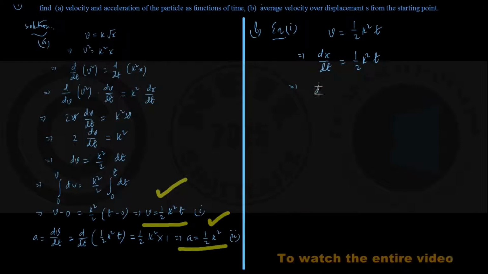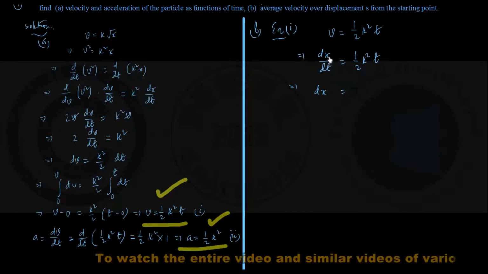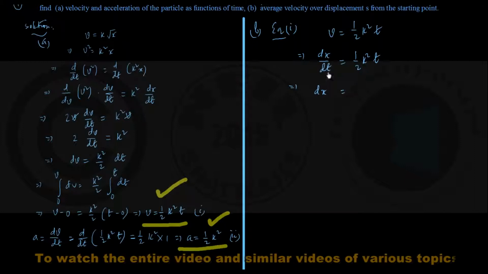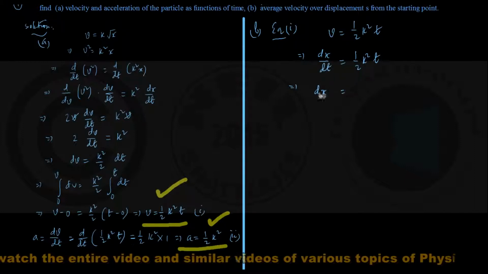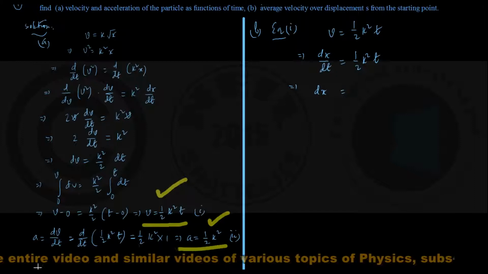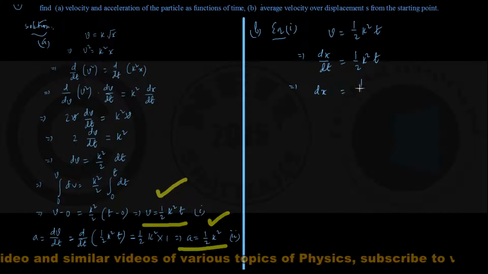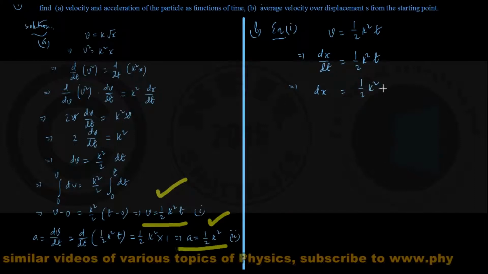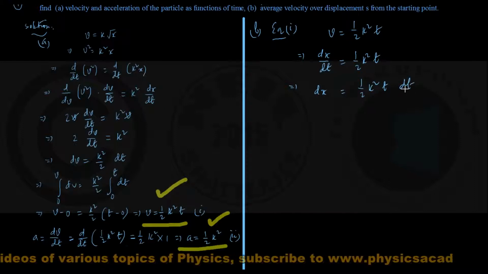Separating the variables once again, here you have got two variables. One is the x, position coordinate of the particle moving in the x-axis. Other variable is time t. So therefore, I keep dx on the left hand side and take dt on the other side, that is half into k square into t into dt.